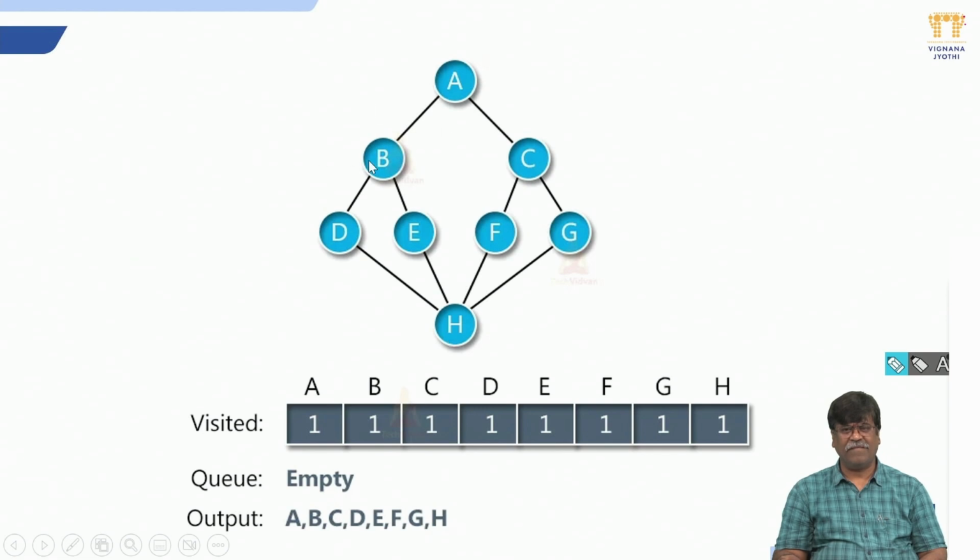It is level by level traversing. So we can also call this BFS traversal level by level. In the first level I visited A, next level I visited B, C, the next level D, E, F, G I visited, and then finally H I visited.